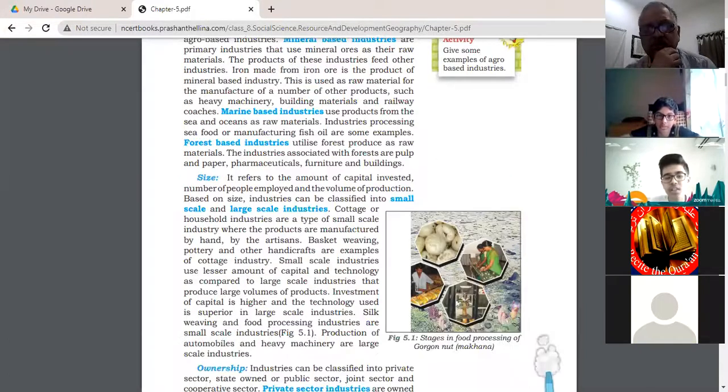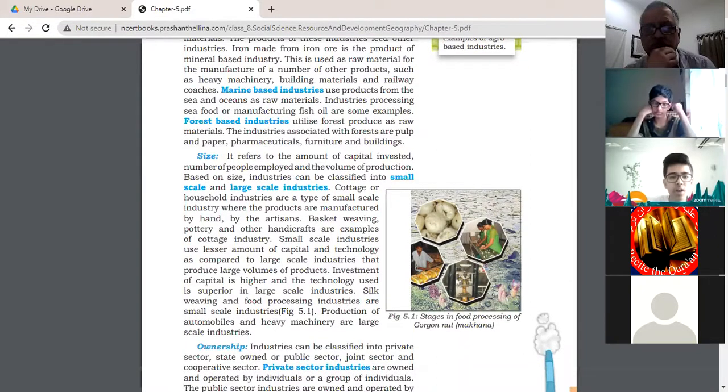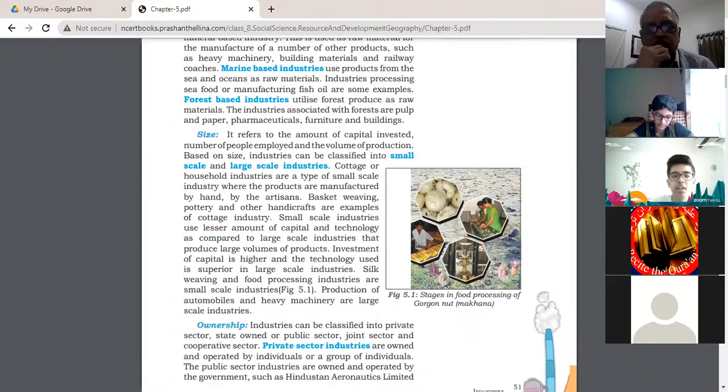So then the size. Some industries are smaller and some are big. Regarding what they produce and make, for the small scale they need less technology and fewer people, so it is in a small place, like in cottage or household industries. Examples are basket weaving, pottery, and other handicrafts. These are the easy ones, not the ones that need higher technology.